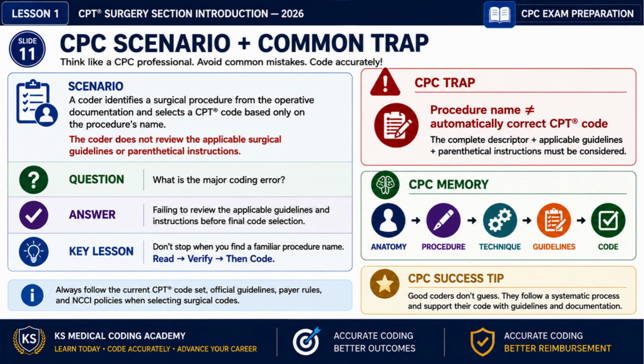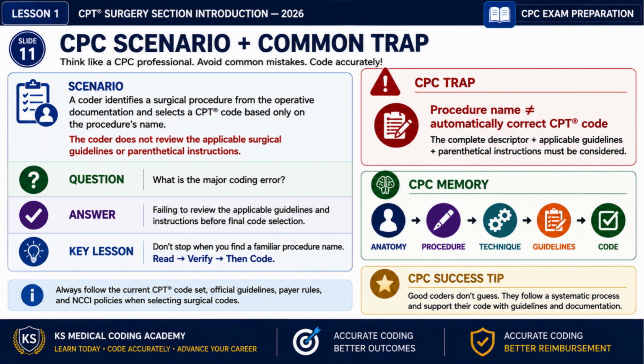Let's apply what we've learned with a simple CPC scenario. A coder identifies a surgical procedure from the operative documentation and selects a CPT code based only on the procedure name. The coder does not review the applicable surgical guidelines or parenthetical instructions. What is the major coding error? The answer is failing to review the applicable guidelines and instructions before final code selection.